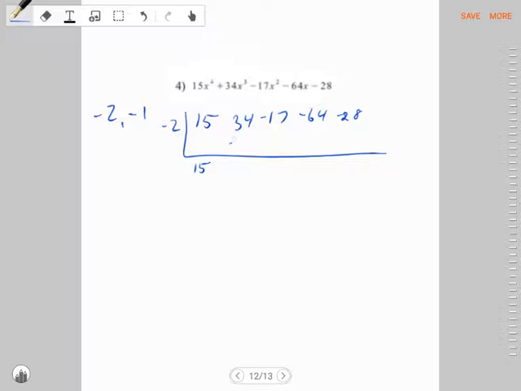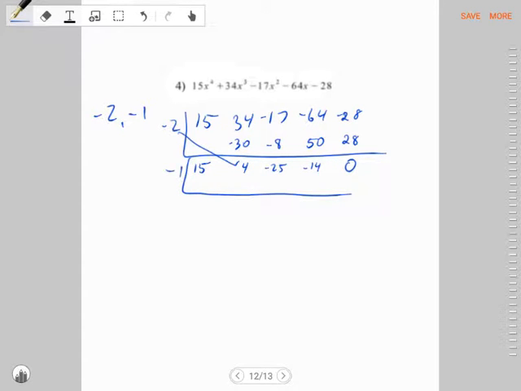-2 times 15 is -30. So 34 minus 30 is 4. -2 times 4 is -8, so -17 and -8 makes -25. Okay, -2 times -25 is +50, which makes -14. -2 times -14 is +28, which equals our 0. Well, that's swell. So now we just do it again.